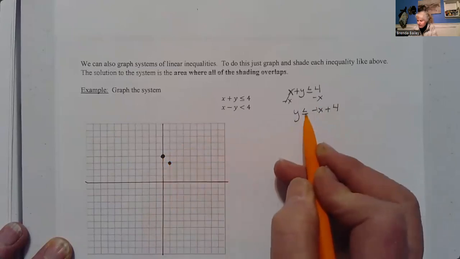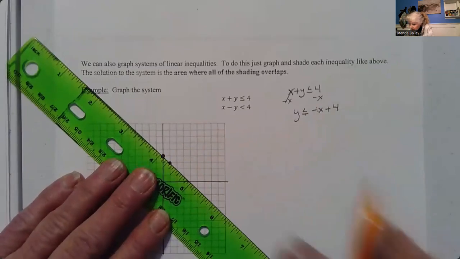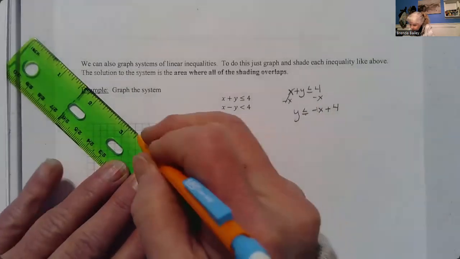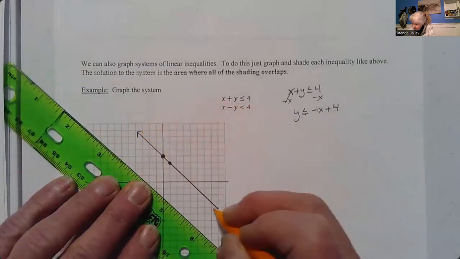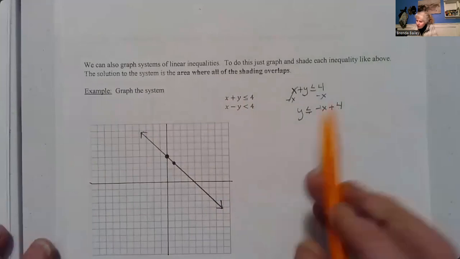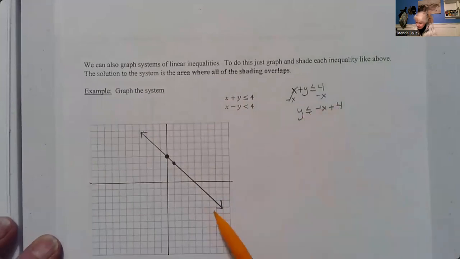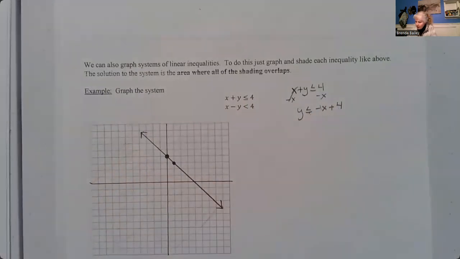Solid line because of this right here. Go ahead and put the solid line there. I'll probably do the other one in a different color. So we have a solid line. Where will this be shaded? This will be shaded below the line. I'm going to kind of do it light for right now. So we're looking below the line.